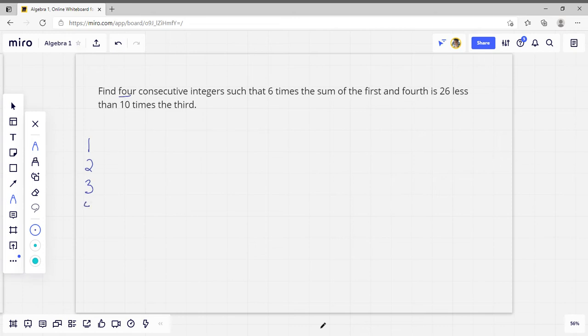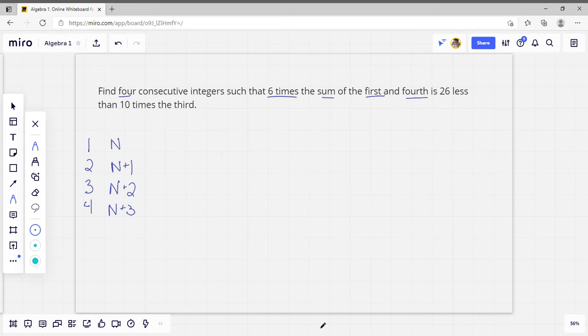Our first is going to be n. Our second will be n plus 1. Our third will be n plus 2. And the last one will be n plus 3. Alright, 6 times the sum, that means add, of the first and the fourth. So first we got to add the first and the fourth and then multiply that times 6.